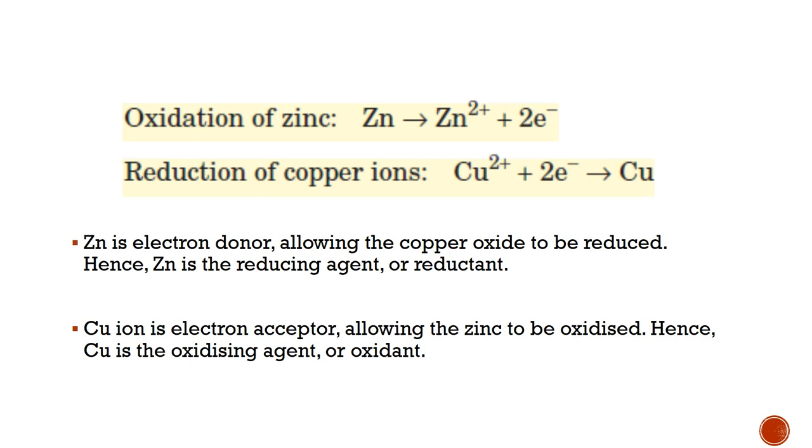Okay, so because zinc is the electron donor, it allows copper oxide to be reduced. So zinc is the reducing agent. The reducing agent is always oxidized. Copper is the electron acceptor, which allows zinc to be oxidized. So copper is our oxidizing agent or oxidant, and is reduced in the process because it is accepting those electrons.